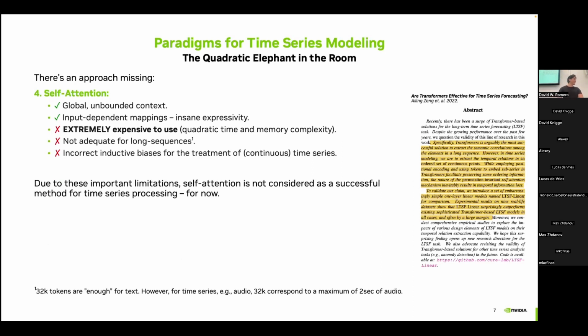Now, there's also a quadratic elephant in the room, which is the self-attention method. The reason it is not among the first three is that it is not really adequate for time series. There are papers that show, for instance, that a set of embarrassingly simple one-layer linear models outperform existing sophisticated transformer-based models in all cases. And this is due to multiple things. First of all, you don't have the right inductive biases, because self-attention does operations on sets, so you can induce a little bit of inductive bias by adding positional encoding and such, but in their own framework, it's not something that they have. They're not adequate for long sequences. They're extremely expensive to use, right? But they're also easy to train. They are parallelizable, and they have unbounded global context, so that's also something that is very good.